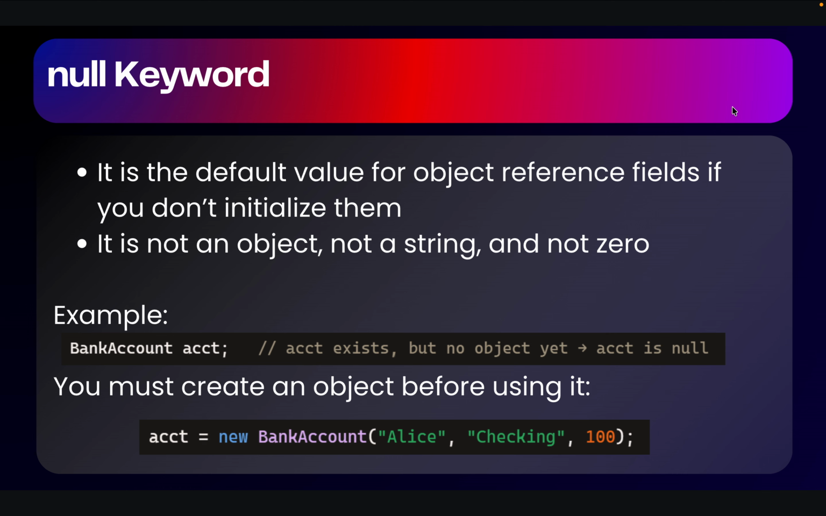In this case, null is not necessarily an object, it's not a string, and it's not zero. It's basically empty. It's literally just an empty space. It has no set data value to it.